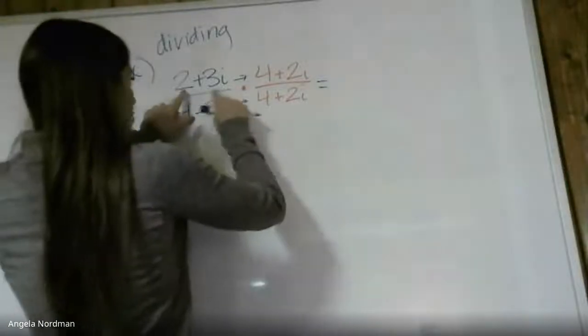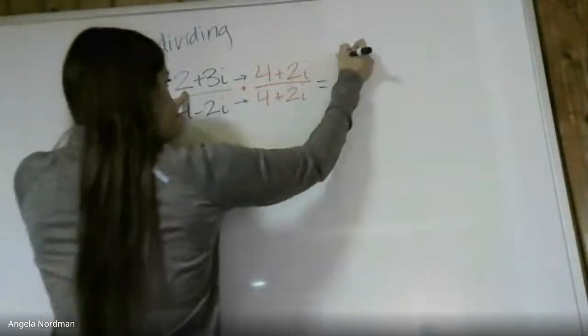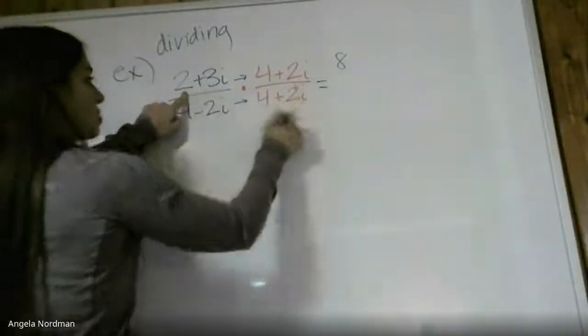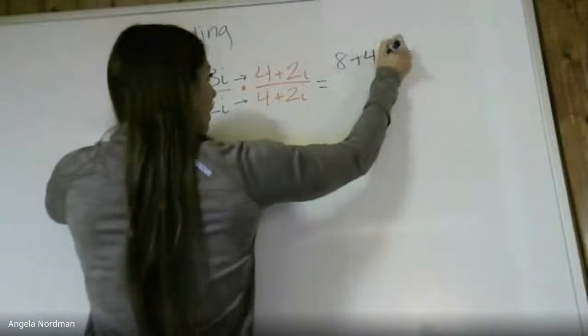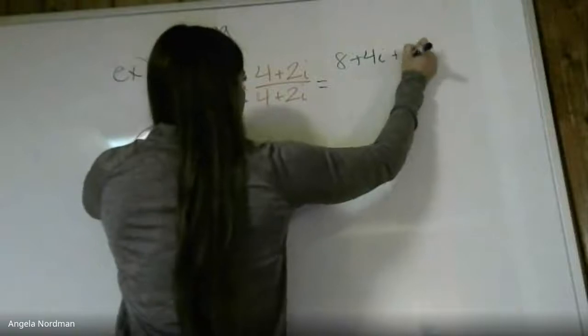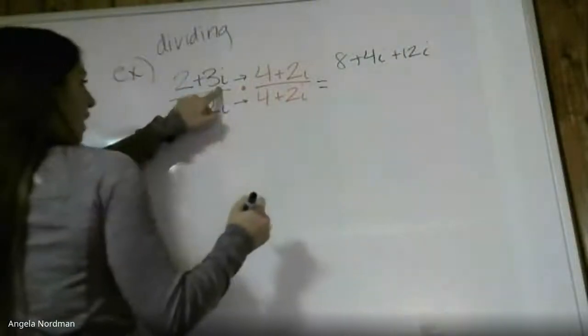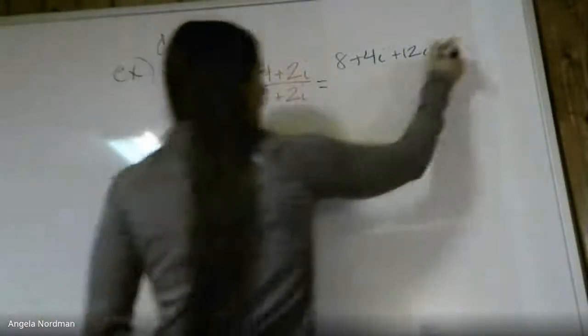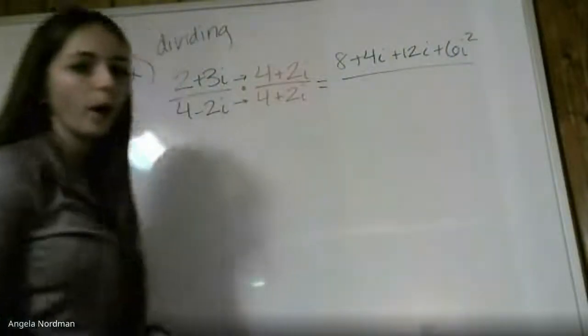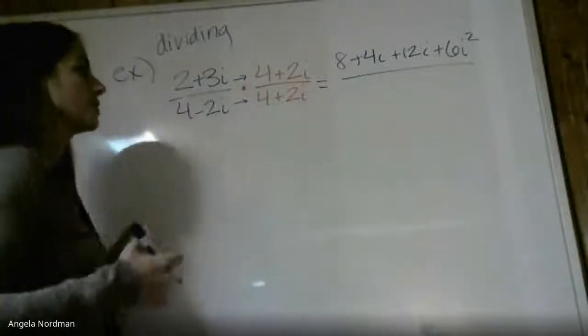So I'm going to start with my top. I'm going to take 2 times 4, which gives me 8. 2 times 2i, 4i. 2 is out. Now I have 3i times 4. That's positive 12i. 3i times 2i. That is 6i squared.